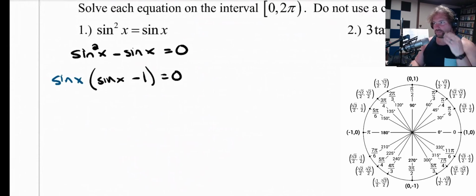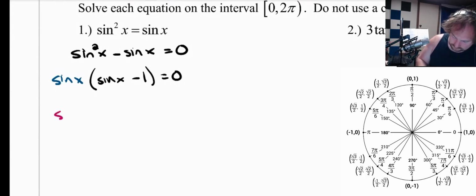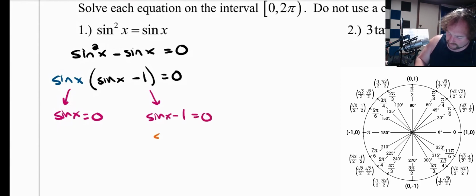And see, now we have a product of two things that equals 0. So now that you have two things multiplied together whose answer is 0, that means that one of them has to be 0. So we should consider both cases. There's the case where sine of x equals 0, and there's also the case where sine of x minus 1 equals 0. And a lot of you might be able to do that little algebra step and say, okay, when does sine of x equal 1?